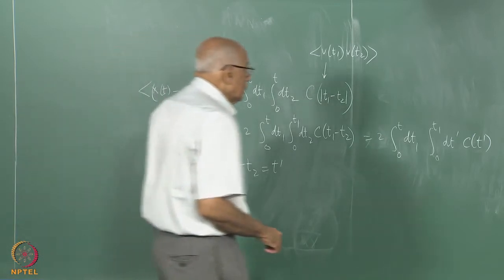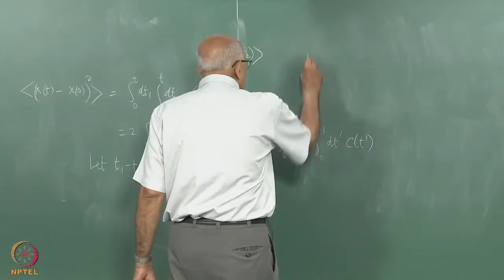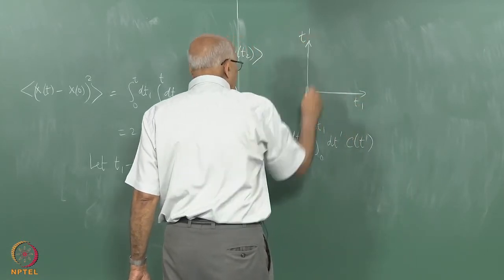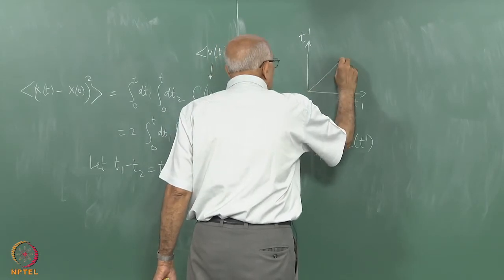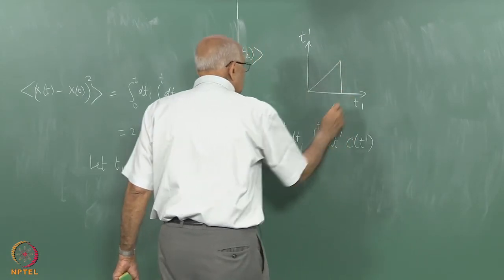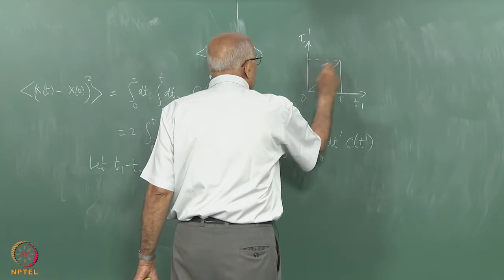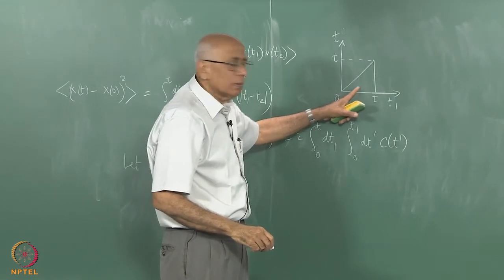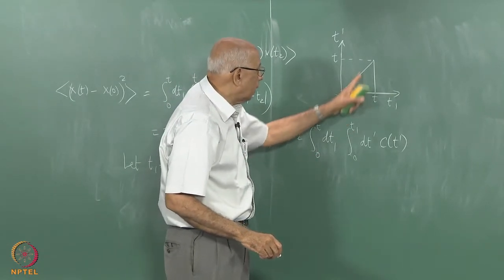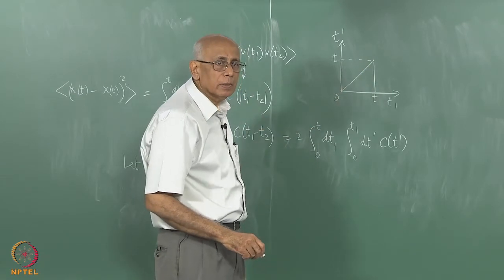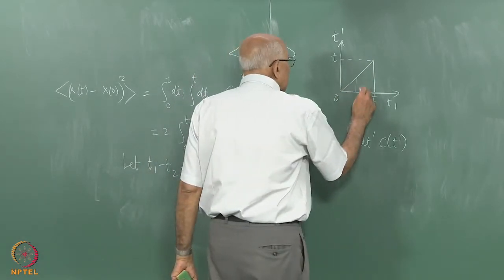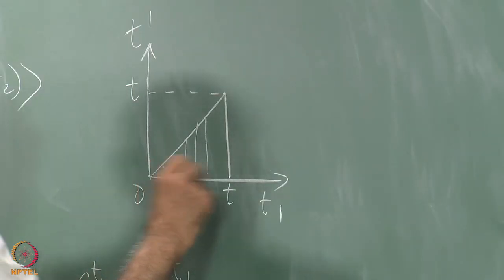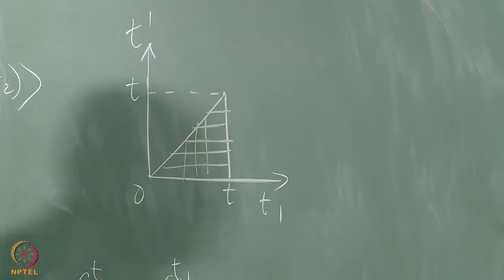Okay. But what does this look like now? The region of integration: here is t1 and here is t prime, and it says integrate up to this point. So this is t, this is 0, this is also t. And we are integrating over this triangle. For each t1, you are integrating up to t1 in t prime. Instead of doing it that way, we could as well flip the order of integration and integrate in this direction, in this fashion.